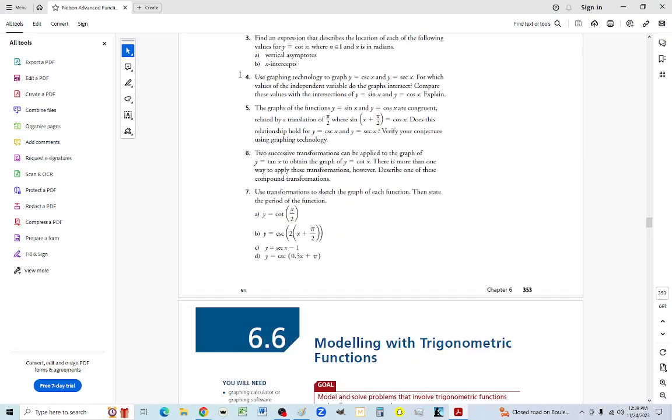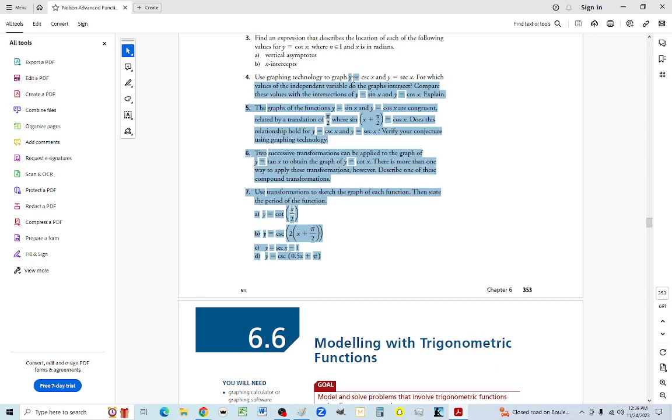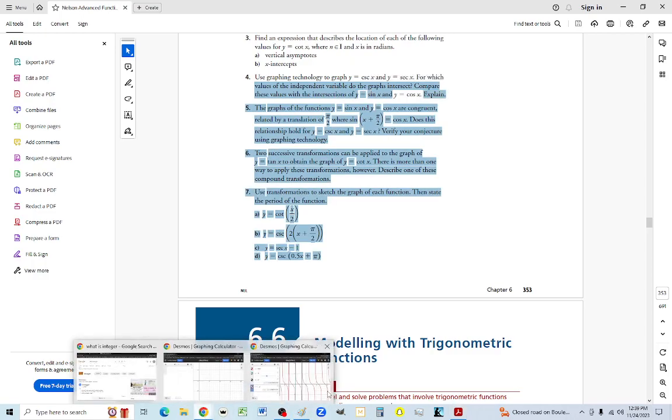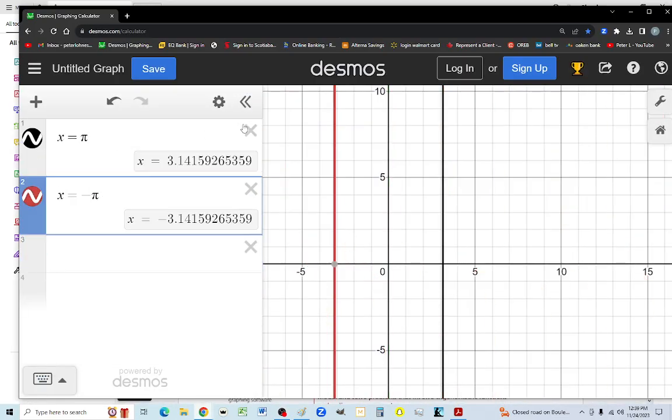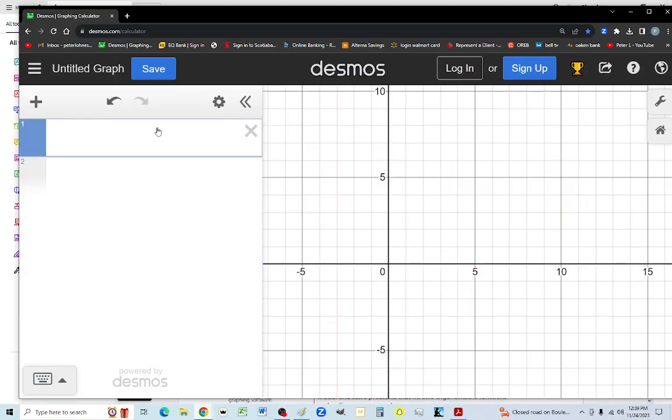That was 3. 4, using graph technology to graph that. Well, I'll leave that to you. Where do they intersect and why? Compare these values with where sine x and cosine x intersect. Well, that's fair enough. So we're going to see the relationship of where sine and cosine share values, and it should be at 45 degrees, and every 90 degrees later.